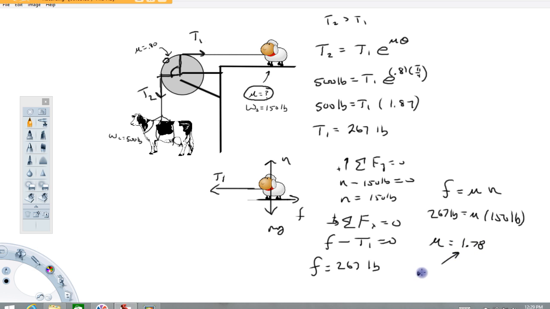This is not probable. Not going to happen. Frictional coefficients, remember, typically are bound between 0 and 1. They don't have to be. There are a few special case scenarios, but 1.78 is a very improbable frictional coefficient between the sheep's feet and whatever the surface is. So probably the system is not going to stay static. This cow's probably going to start accelerating down, sheep left, and he's probably going for a ride, but that's okay.